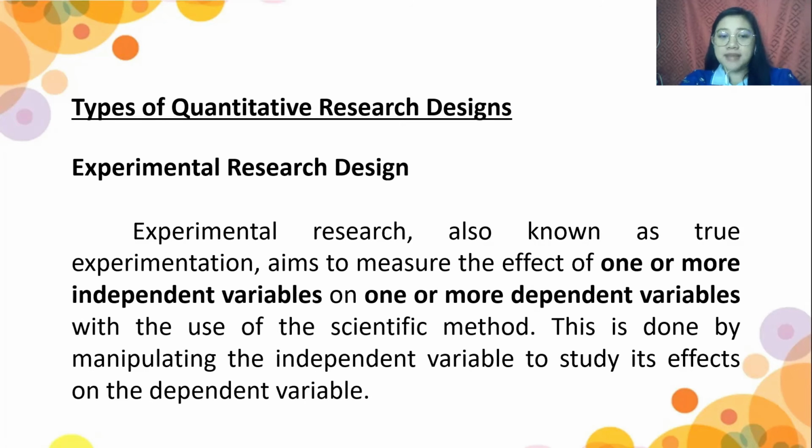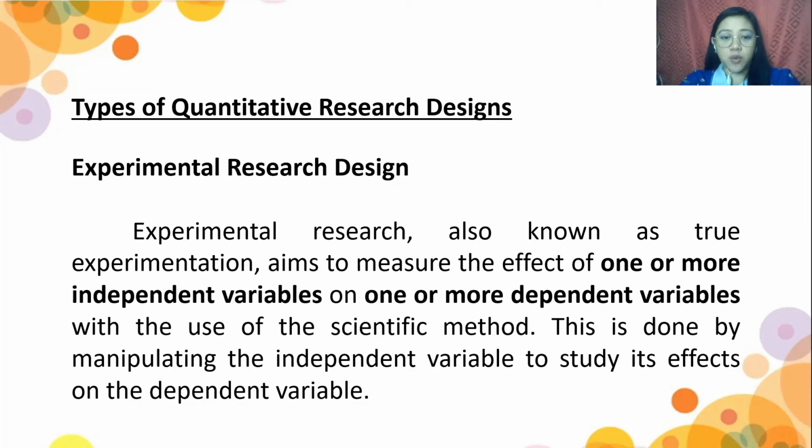Next, experimental research, also known as true experimentation, aims to measure the effect of one or more independent variables on one or more dependent variables with the use of the scientific method. This is done by manipulating the independent variable to study its effects on the dependent variable.